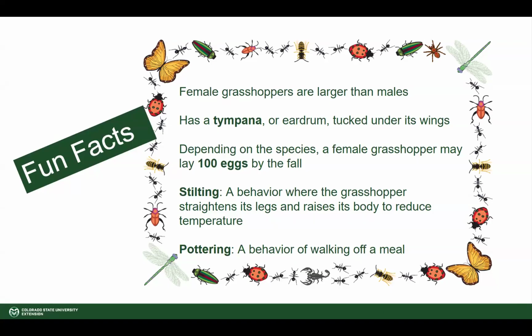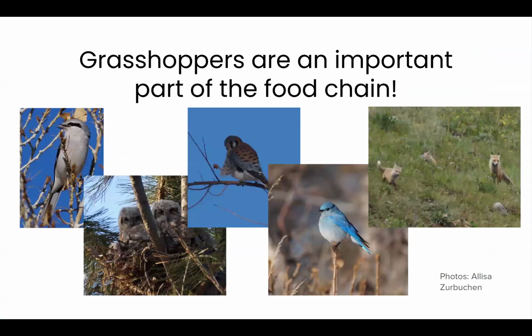Throughout, after they hatch, grasshoppers are mostly eating and mating. While they are not eating, they have to walk off their meals and then resume eating. This behavior is called pottering, where they're walking off their meal. They are an important part of the food chain. Like I said before, we have lots of species, and only a couple are pests in our gardens.